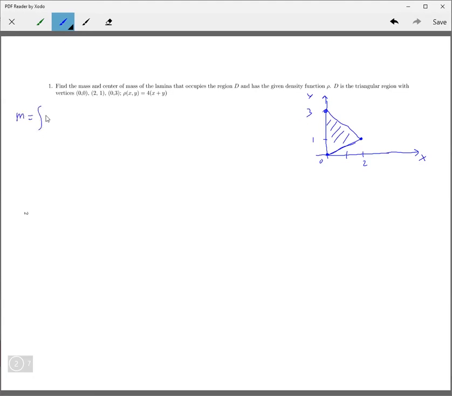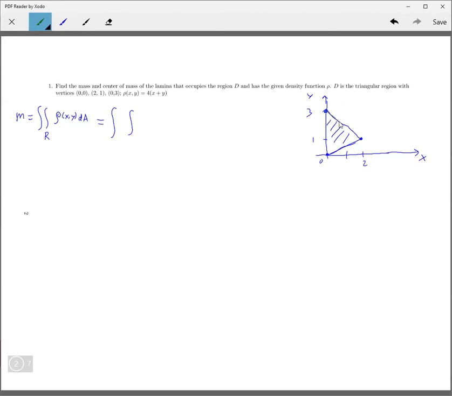Okay, so the mass is going to be the integral over that region of the density function dx dy, right? Or dy dx, whichever one is better. Okay, so which should we integrate with respect to first? I would say y. Yes, y is the best option.